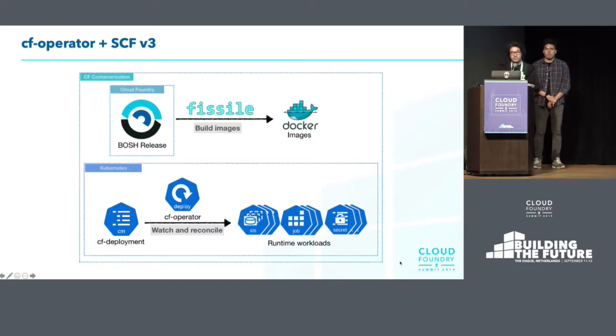So one of the big advantages, and you might already have seen this in the keynote, is that we are now split into build time and runtime. Before, everything was happening at build time, and a lot of the logic was happening there. But now we just have this fissile part at the top, which builds the images. And this has to be done beforehand. We have a pipeline that builds all the images for all the BOSH releases we need.